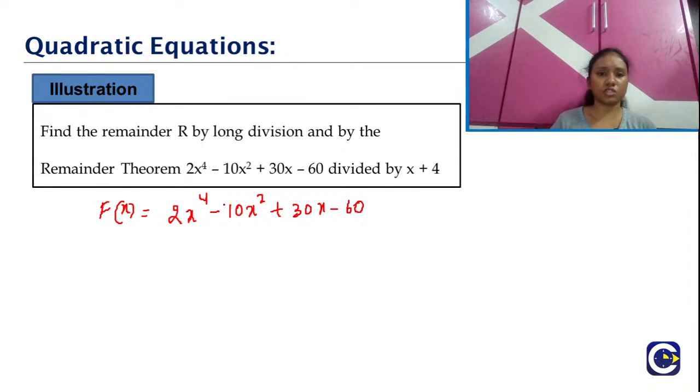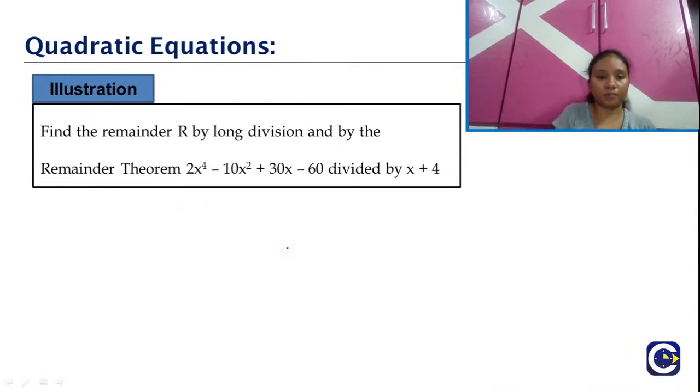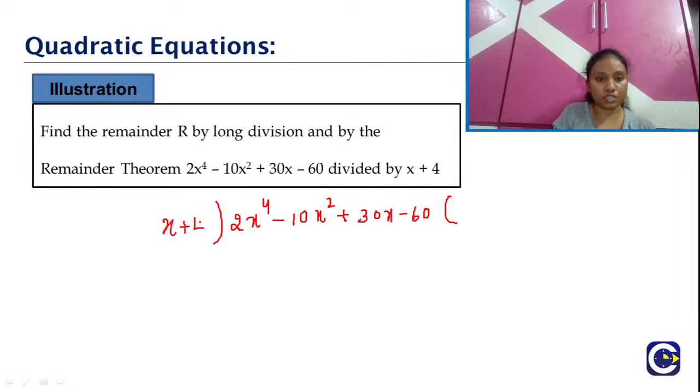So let's choose the long division method first, guys, and simplify it. Let's see how it goes. Let me erase this first. Okay, so 2x power 4 minus 10x square plus 30x minus 60. This has to be divided by the given divisor x plus 4. Here if you observe, it is x power 4, so what will be our coefficient which we have to multiply? It will be 2x cube. That means x plus 4 into 2x cube.